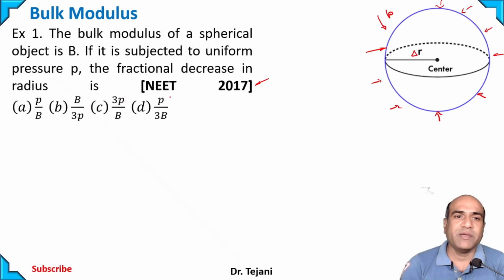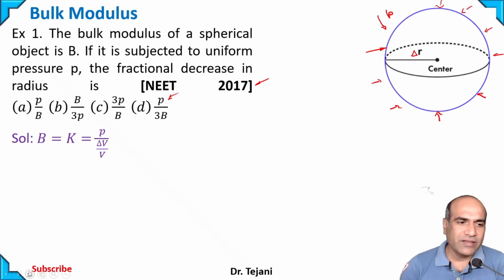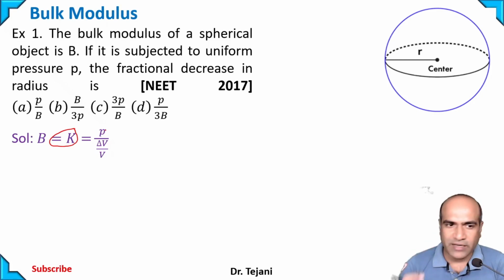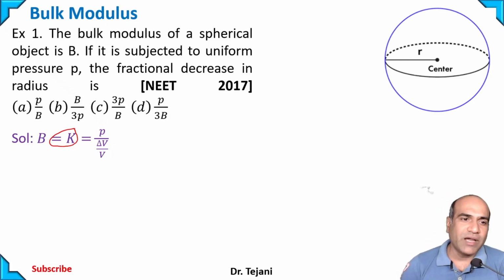and P by B. What is P? P is the outside pressure, and B is the bulk modulus. Here we know that B is equal to, sometimes we also use K, but in 11, 12 K is not so popular. So B is equal to P divided by delta V by V. Ultimately, we just need to put values here, nothing else.